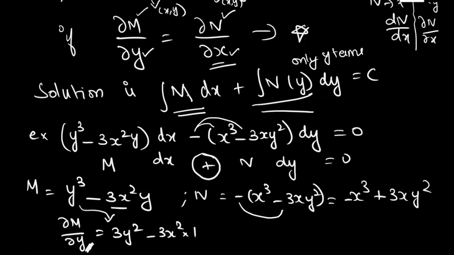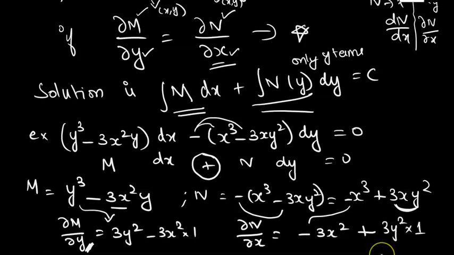Y differentiation is 1. Now I'm going to differentiate N partially with respect to x alone. So minus x cube differentiation is minus 3x square, plus with respect to x, the 3 and y square are constants, and x if you differentiate gives 1. So if you see here, both are the same: 3y square minus 3x square. So this condition is satisfied. Only if this condition is satisfied can I write the solution.